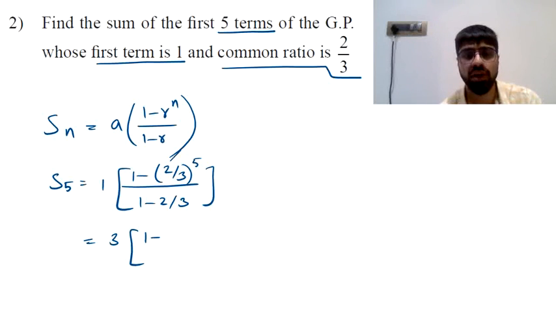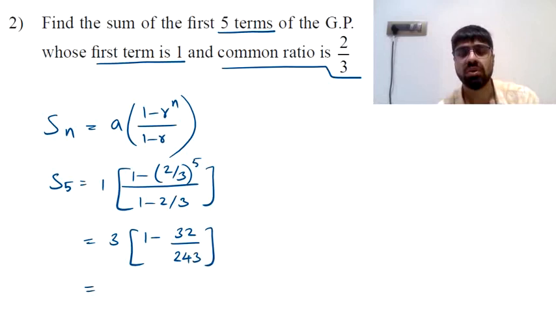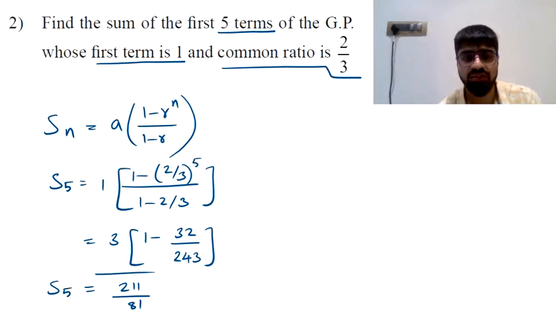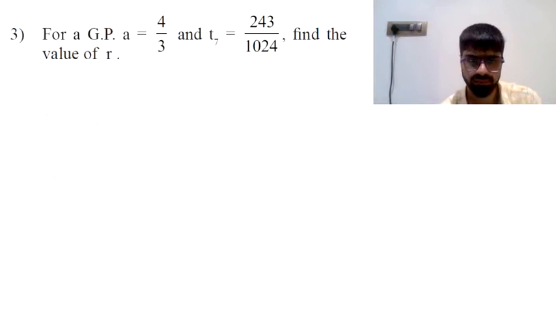And this becomes 1 minus 2 power 5, which will be 32, divided by 3 power 5, which is going to be 243. So if we subtract the two numbers, we have 243 minus 32, which is equal to 211, divided by 243. But that 243 will further be multiplied by 3, it's 3 into something upon 243. So 3 and 243 get cancelled, giving you 81. So the sum of the first 5 terms for the given GP is going to be 211 upon 81.